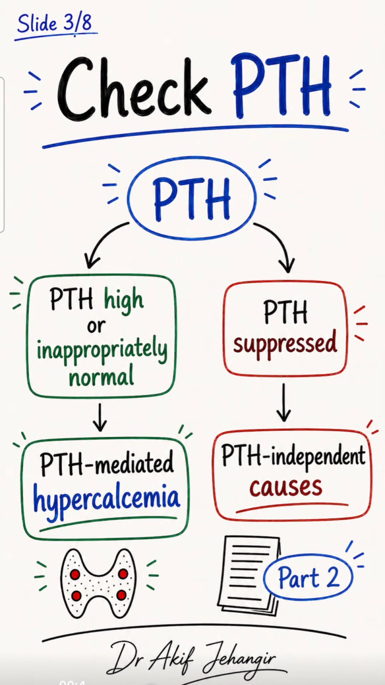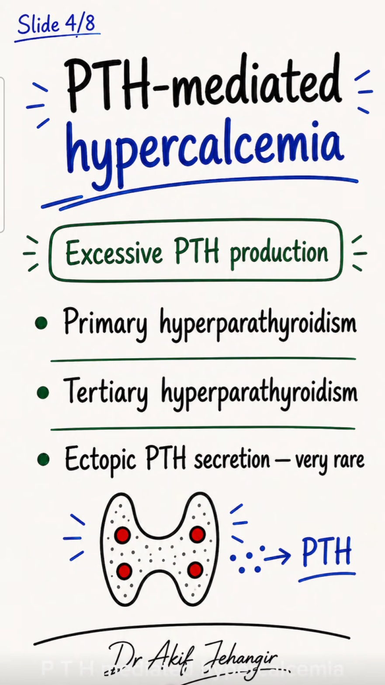PTH is the key branching test. When calcium is high, PTH should normally be suppressed, so if PTH is high or even normal, that is inappropriately normal, and suggests PTH-mediated hypercalcemia. If PTH is suppressed, think PTH-independent causes, which are covered in Part 2.